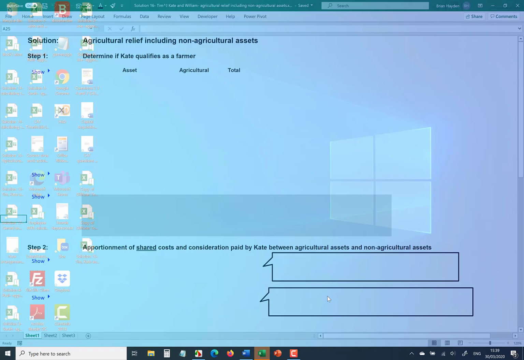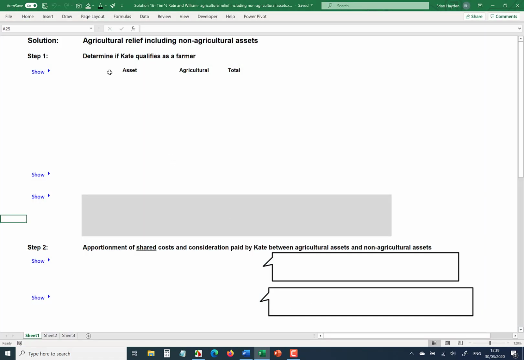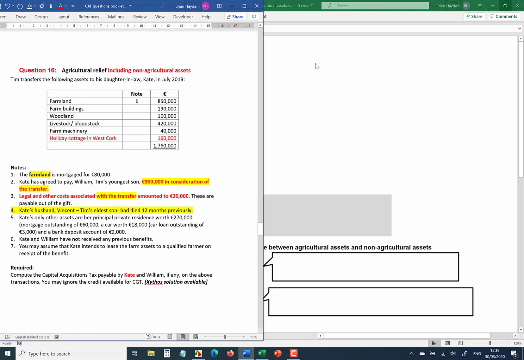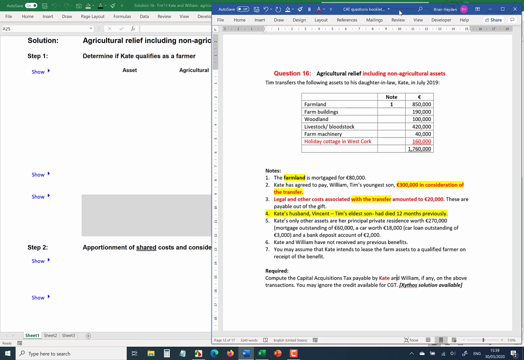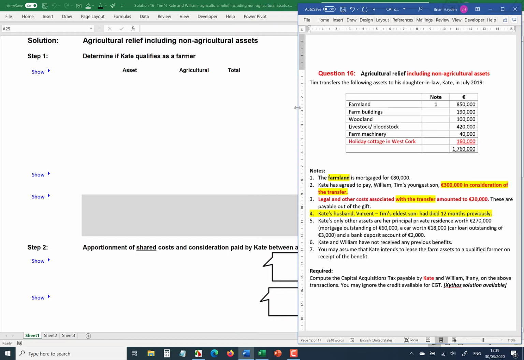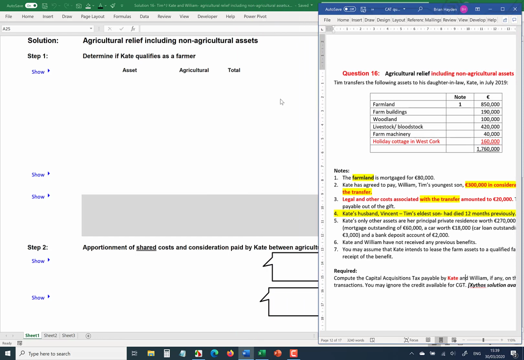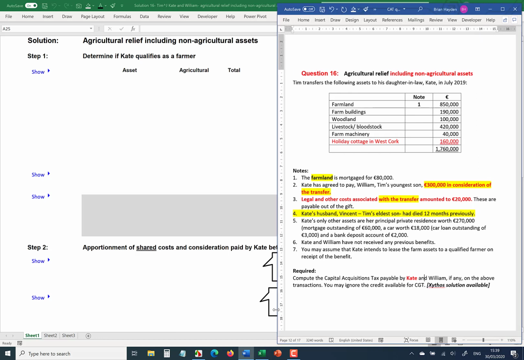Okay, so first thing I do is determine if Kate qualifies as a farmer, and this is the assets test. So we have to list all of her assets out and categorize them between agricultural and total. So I'll just see, can I squeeze the page, the Word document into this? Okay, so we list all our assets, including the ones that she already owns. So we categorize them as agricultural or other.